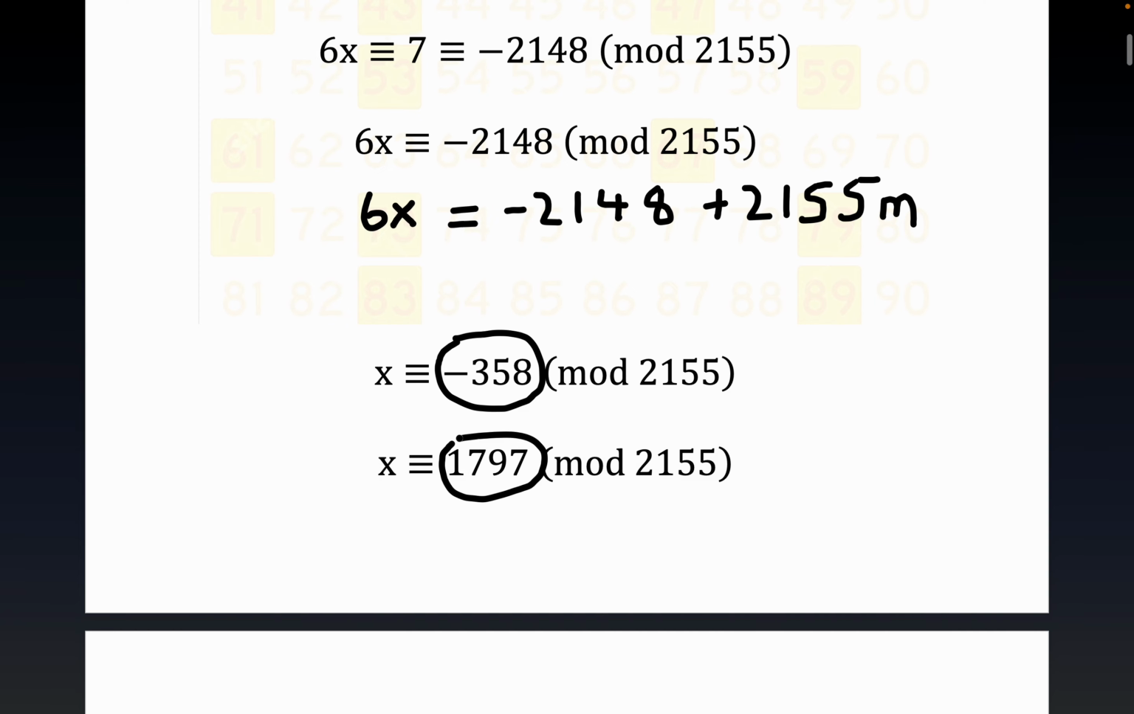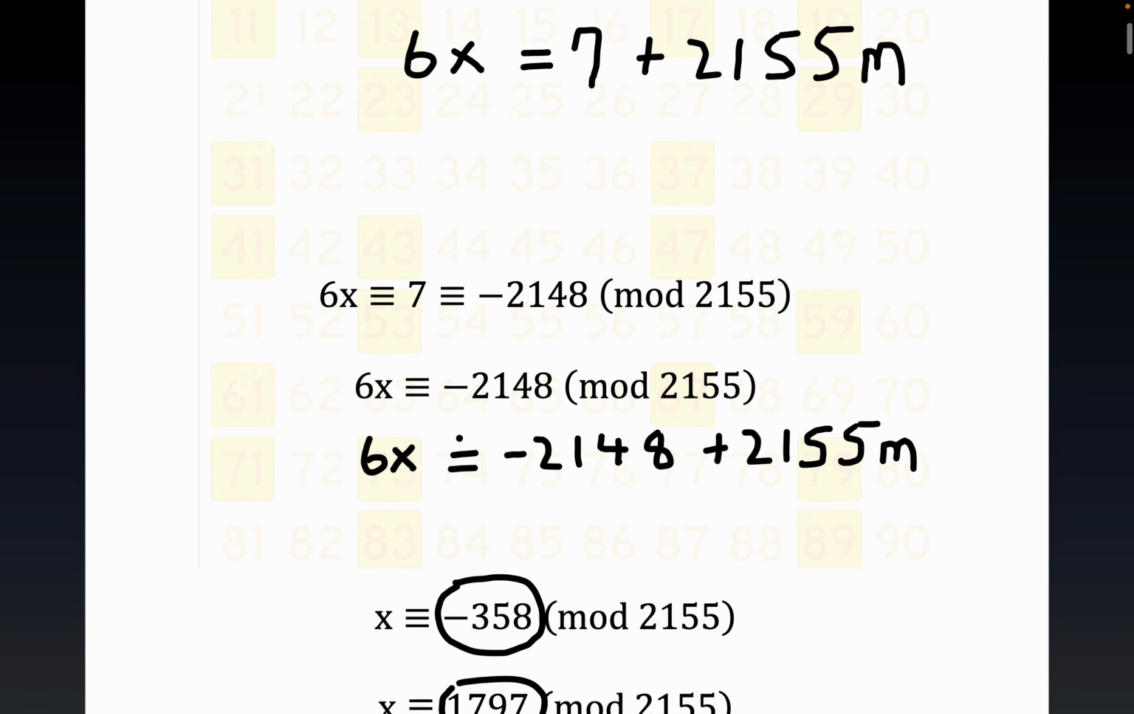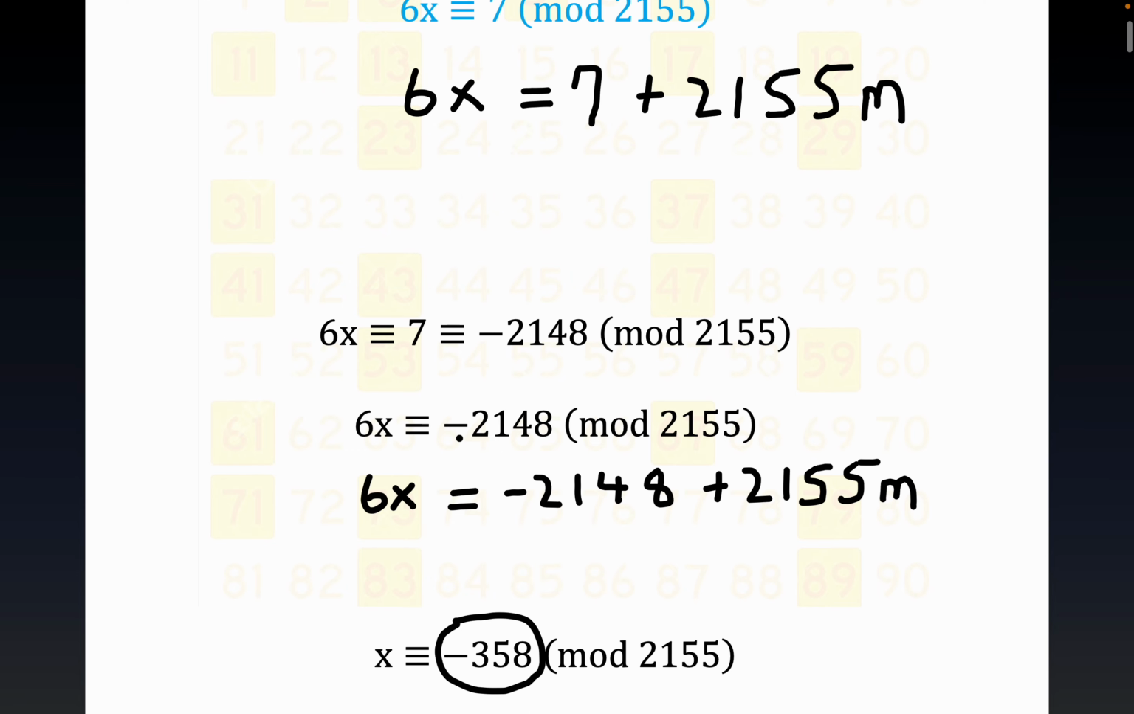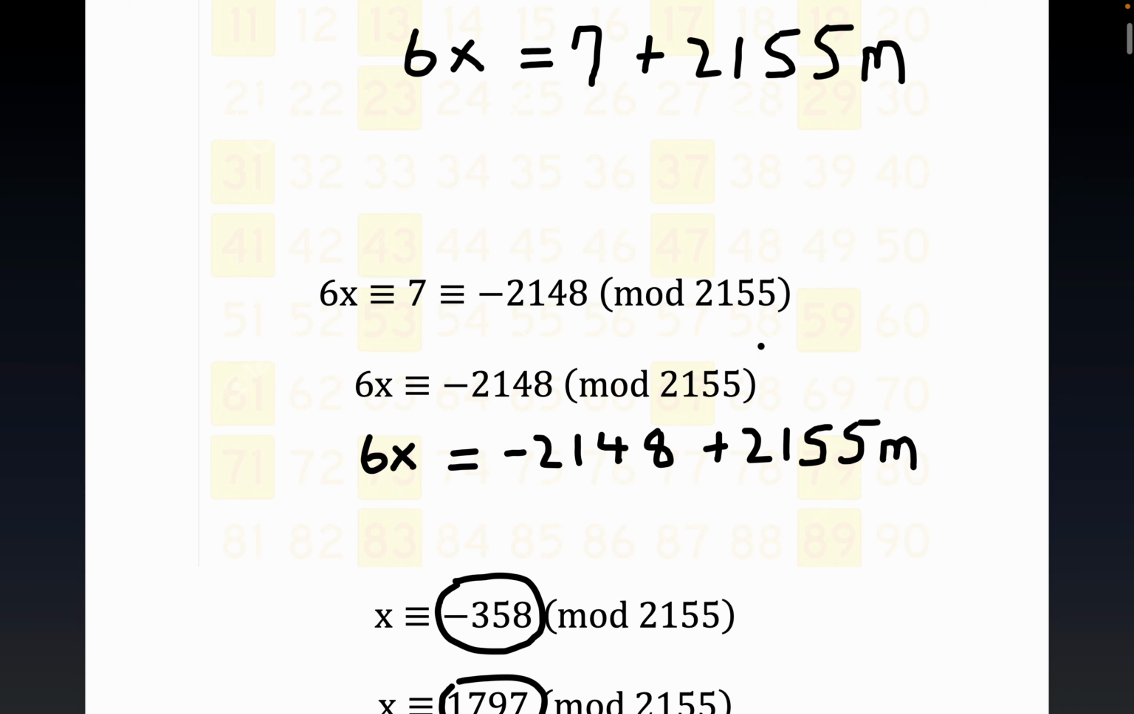Okay, folks, hope you enjoy that. If you've taken any number theory, at the very beginning you would know, you wouldn't even have to write this down. You would just note that 6 and the modulus 2155 are relatively prime, so that means you can divide the congruence by 6. All right, that's the end.